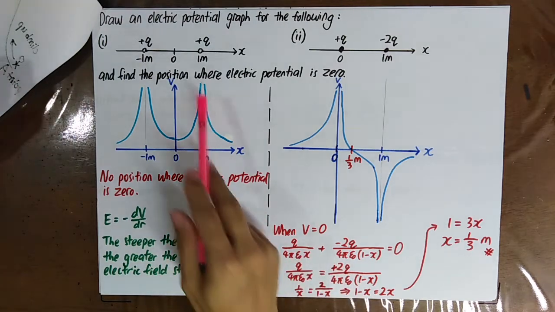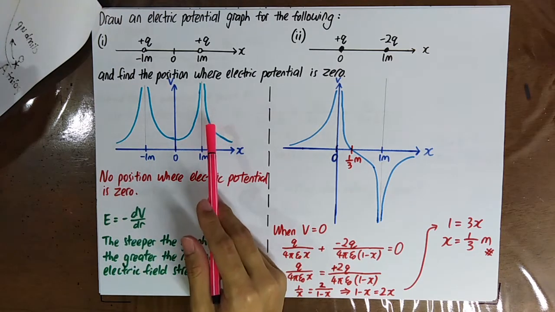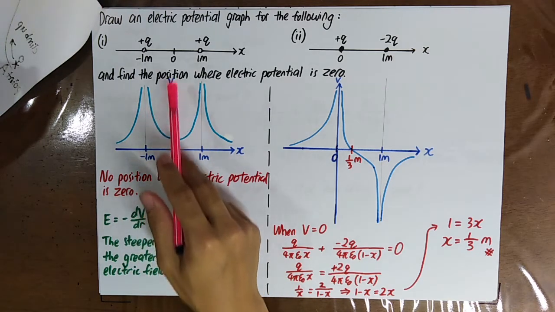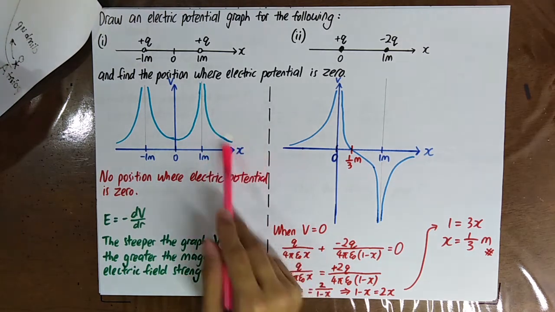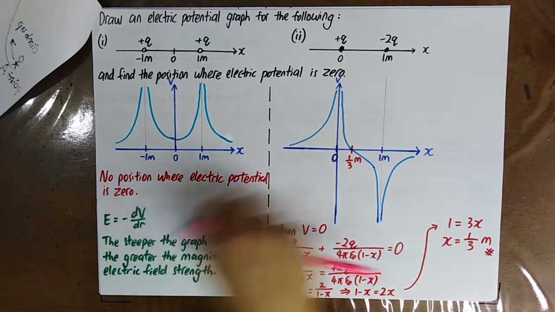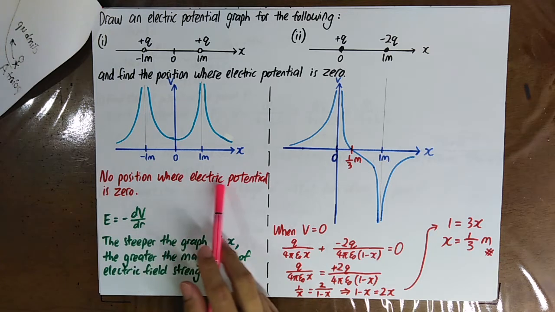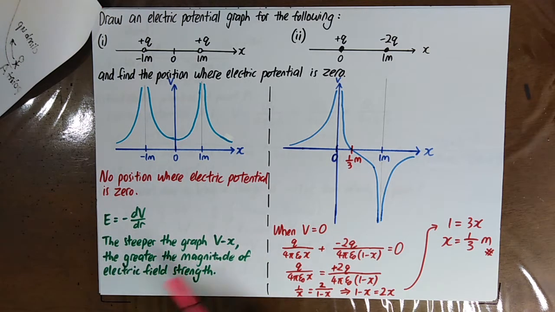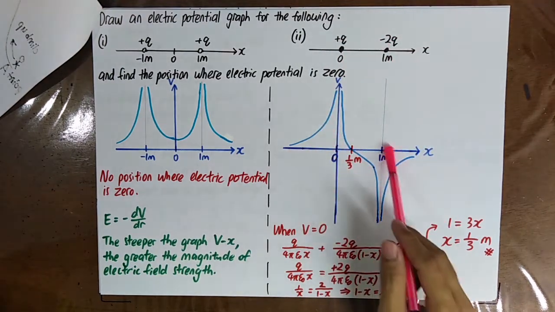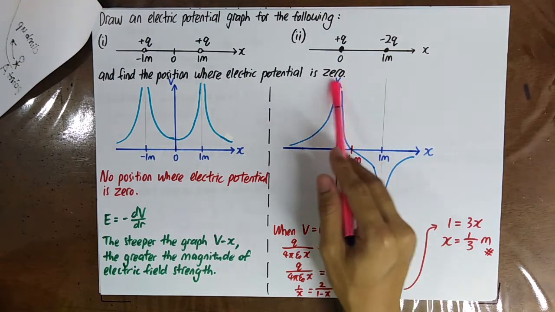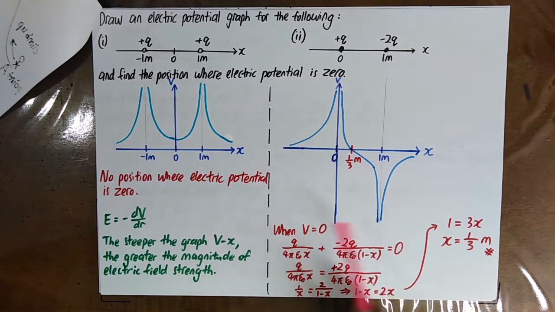Okay, can you find a position where the electric potential is zero? No. Even if I want to find the position, the position should be x equal to plus or minus infinity away. That means that they are very far away, so that they can never feel the potential. But I would say there's no position where the electric potential is zero. Okay, and then let's take a look at this. One is positively charged, another is negatively charged. So this region is the highest potential, this region is the lowest potential.